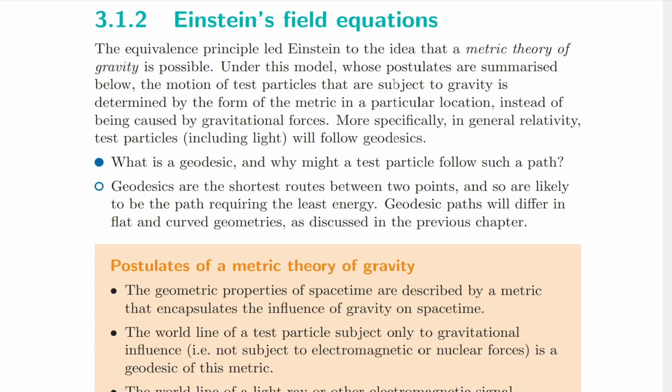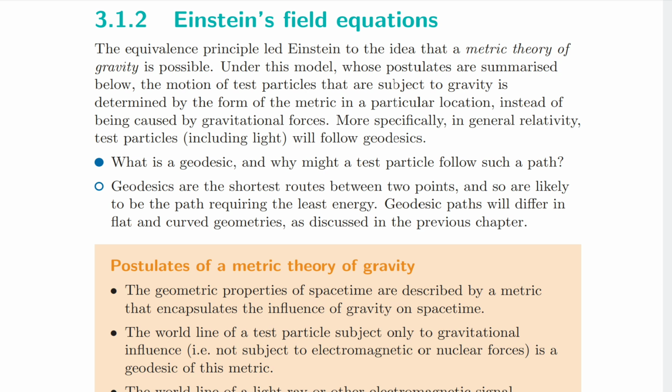Einstein's field equations. The equivalence principle led Einstein to the idea that a metric theory of gravity is possible. Under this model, whose postulates are summarized below, the motion of test particles that are subject to gravity is determined by the form of the metric in a particular location. Instead of being caused by gravitational forces, more specifically in general relativity, test particles, including light, will follow geodesics.